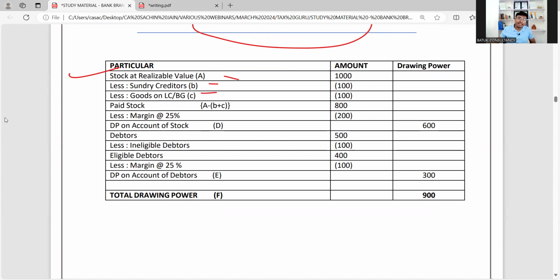There may be chances that the bank has given a certain acceptable level for the creditors. In that case we need to check the sanction letter, and as per the sanction letter, if the creditors are accepted up to a certain amount, we are going to deduct the excess of the creditors. Then after paid stock, I need to reduce the margin of 25%, and the final amount will be there. For debtors, I need to check the bad debts and the ineligible debtors, then reduce the margin and consolidate the amount, and this will be called my drawing power.